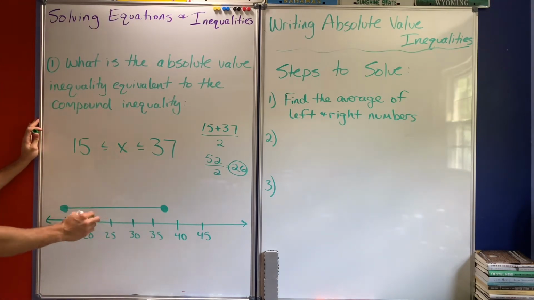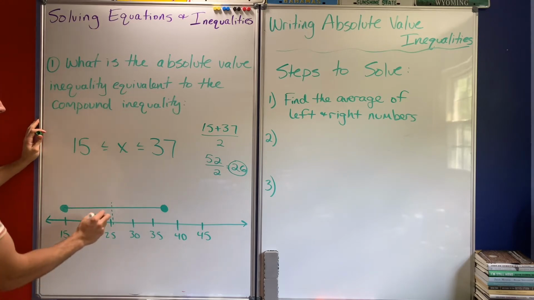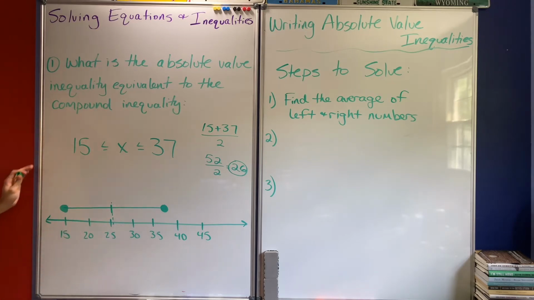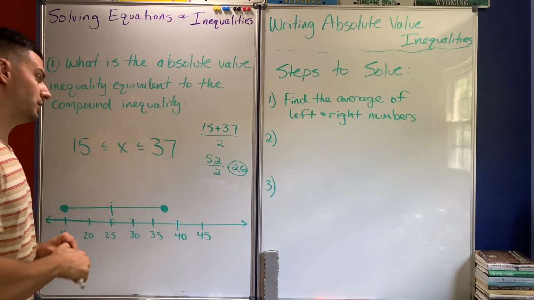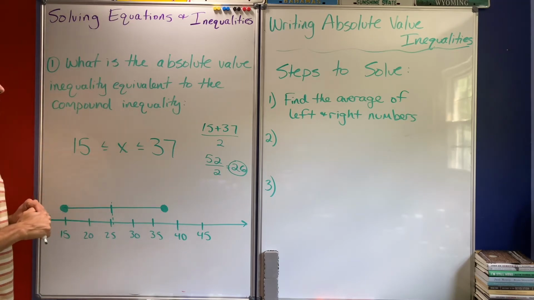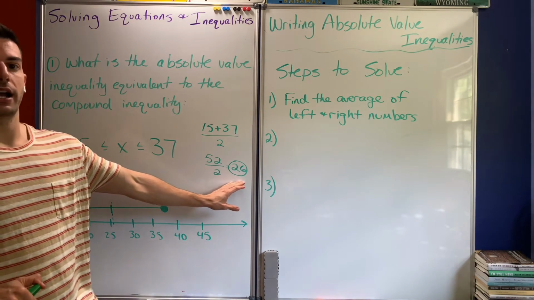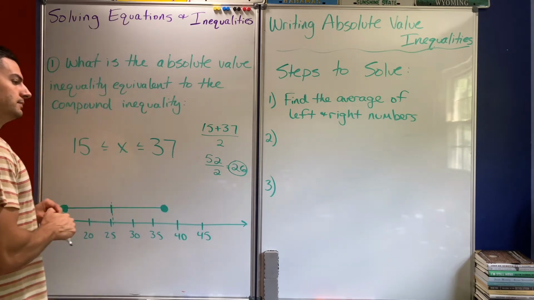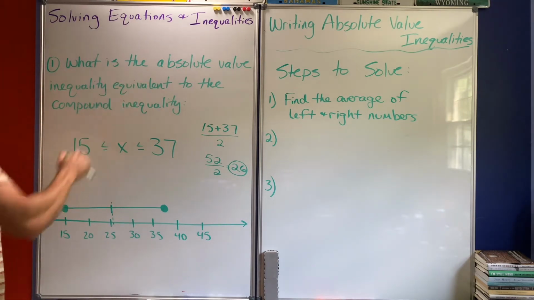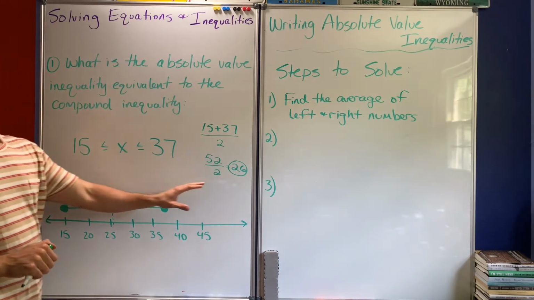That's why I wanted to draw this, because 26 would be here, right in the middle of these two points. And that's going to be a key number for the absolute value inequality that I'm trying to write. So that's step one, find that average.